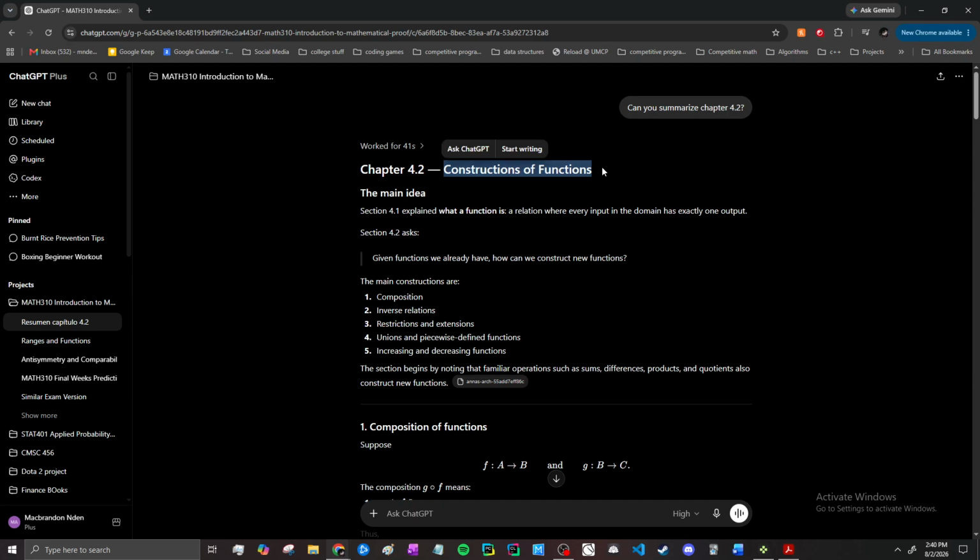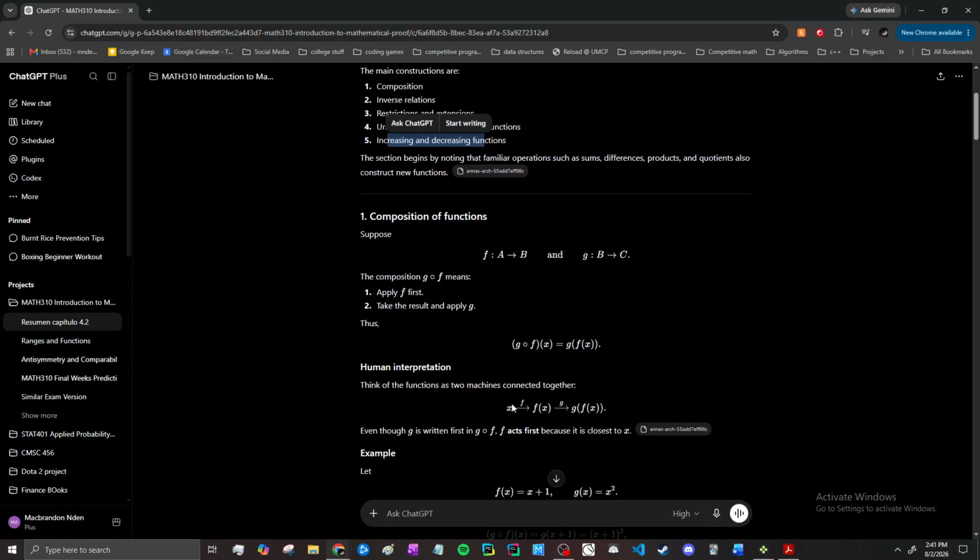So construction of functions. Main idea: explain what a function is. A relation where every input in the domain has exactly one output. This is essential. So given functions we already have, how can we construct new functions? The main constructions are composition, inverse relation, restrictions, union, and piecewise.